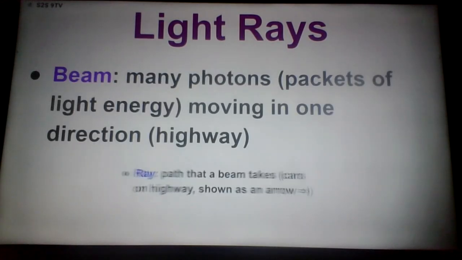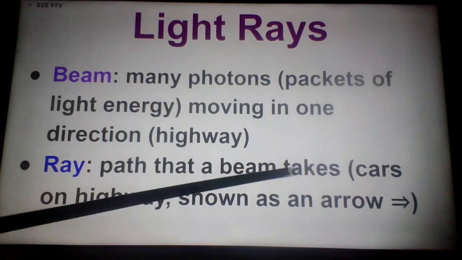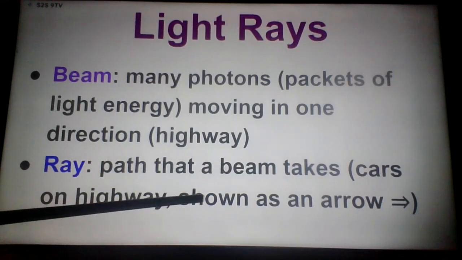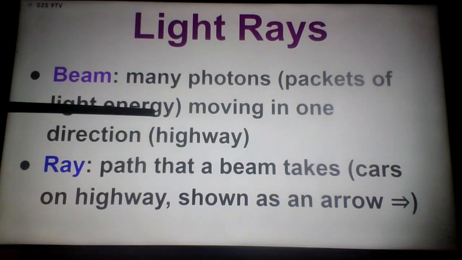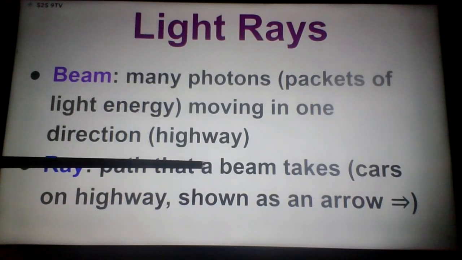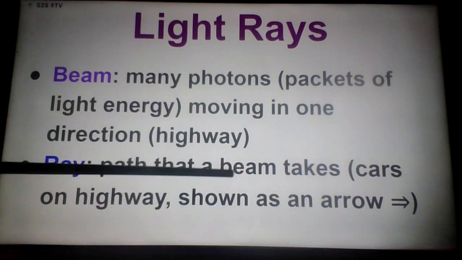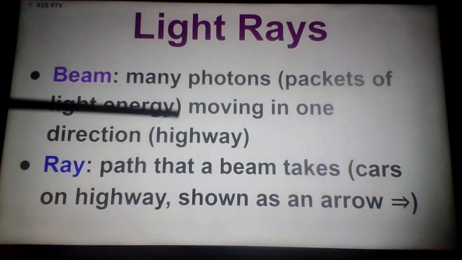Think of a highway with cars on the highway. Okay? Actually, I'll start with ray. A whole bunch of cars going along the highway all in the same direction. That's called a ray. The highway itself on which the cars travel, that's like the beam. So we get a bunch of rays all going in the same direction from the same source. We call that compilation a beam.